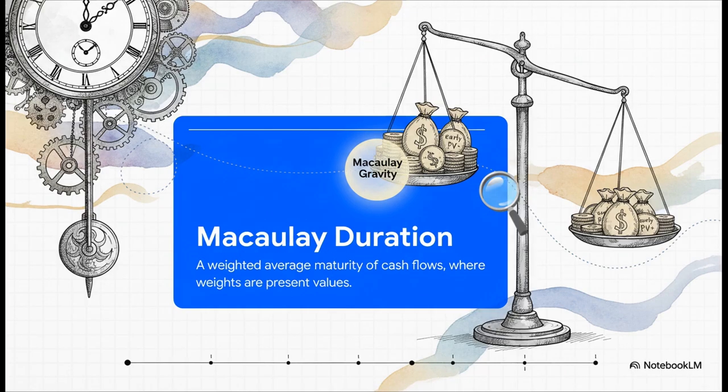We measure a bond's timeline using Macaulay duration, but try not to think about this as just a ticking clock. Think of it more like a center of gravity. Macaulay duration calculates the weighted average maturity of all the bond's incoming cash flows. You're weighing each future payment by its present value. So the bulkier those early coupons are, the shorter your duration gravity pulls.